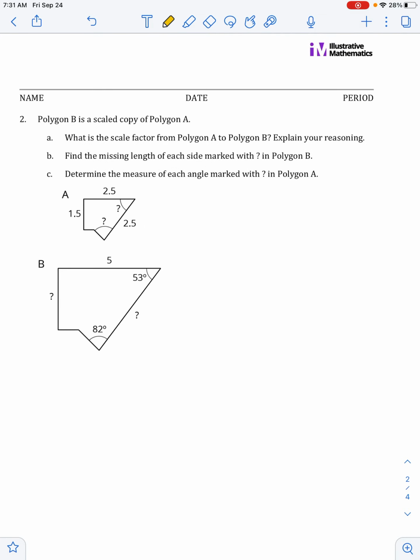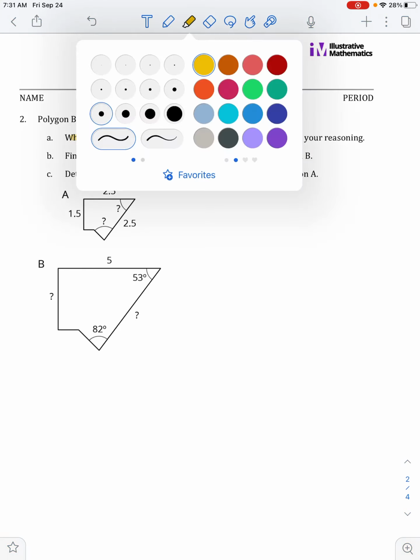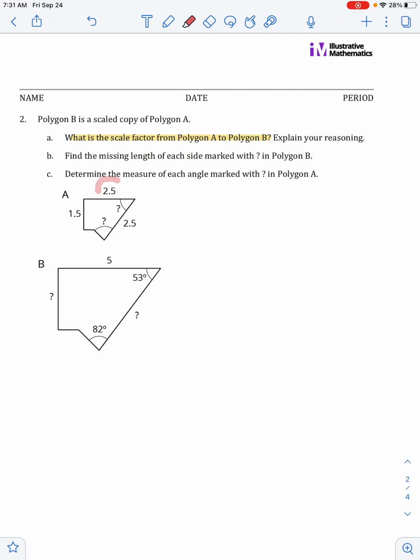The first question of number 2 asks us, what is the scale factor from polygon A to polygon B? So we're doing the exact same thing that we just did in the last question. We can see that the corresponding side in A is 2.5 and in B it's 5. So question A is asking us, what is the scale factor? Or what did we need to multiply to get from 2.5 to 5? 2.5 times some number equals 5.